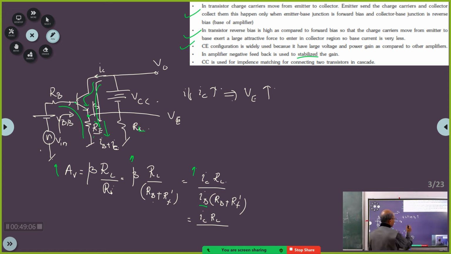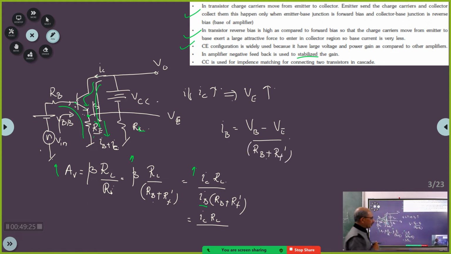See, student, the drop will increase. See here, IB will be equal to VB minus VE divided by this resistance. Which resistance? RB plus RF. Correct now? Yes, sir. Okay, understood?